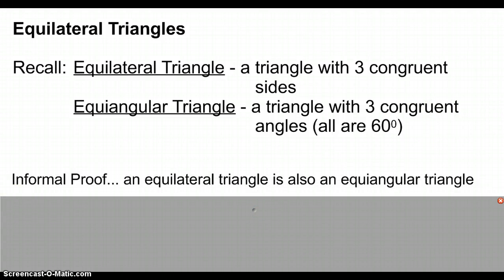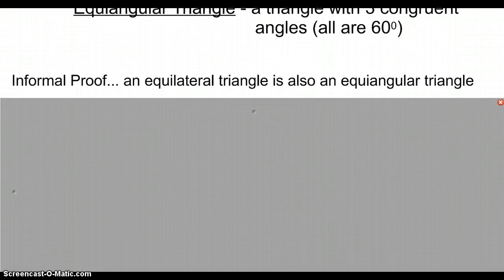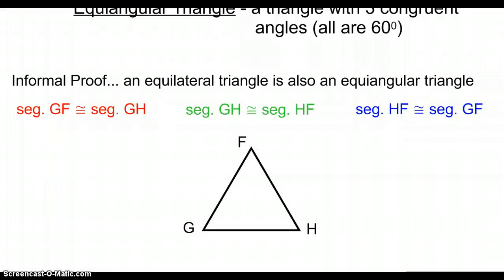And so what we're going to go through right now is an informal proof showing that an equilateral triangle is also an equiangular triangle. So we have triangle GFH, and we see that segment GF and segment GH are congruent. So marking that on the picture, segment GF and segment GH congruent, using the isosceles triangle theorem, we know that angle F and angle H must be congruent because the two sides opposite those angles are congruent.